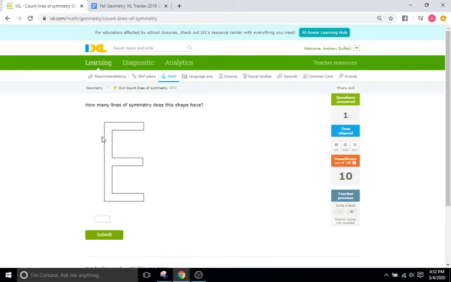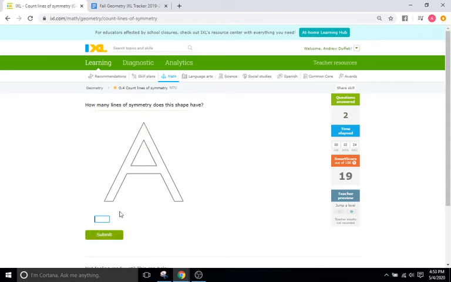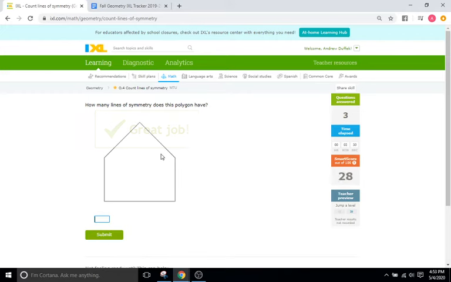Okay, how many lines of symmetry does the shape have? Just the one right here, because you can try to put a horizontal one anywhere else and you're not going to find it. You can try to put a vertical one anywhere and it's not going to do it as well, so we just have the one. Okay, same deal here, we just have the one in the middle. Okay, here we have the one in the middle for sure, and then we have no other vertical ones, we have no other horizontal ones.